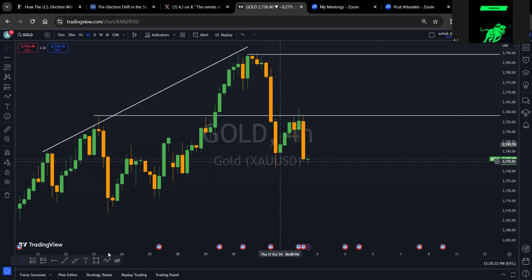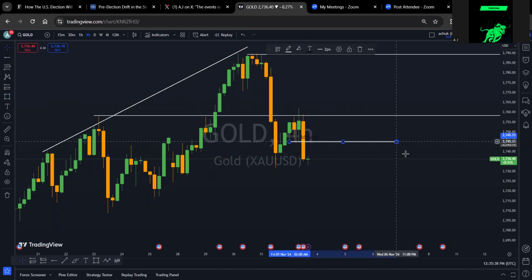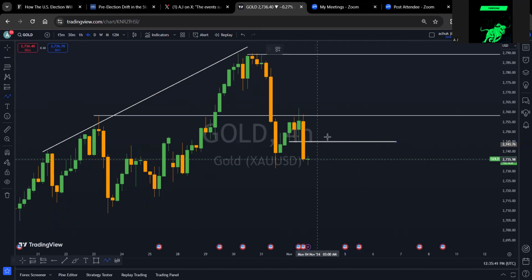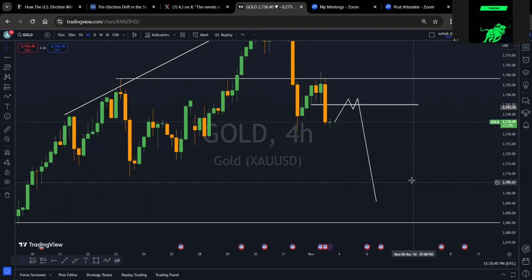And then from this resistance area here, you can clearly tell there's a strong structural break here. Okay, meaning we could actually have a scenario whereby market could pull into this area, and then we get a confirmation to head back down.